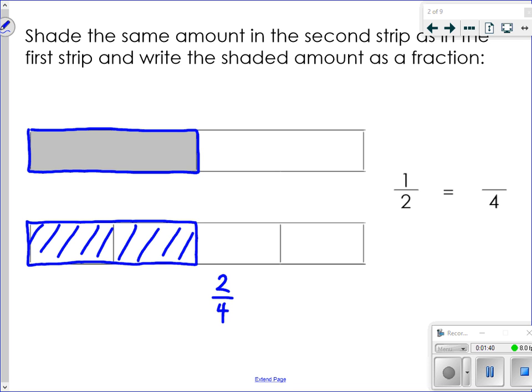That means the fraction 1/2, which is what names this first bar, covers the exact same amount of space as 2/4 does. So 1/2 is equivalent to 2/4. They name the exact same amount of space in the diagram.